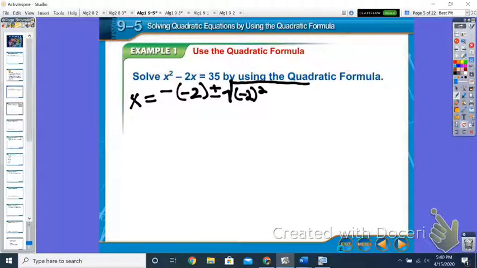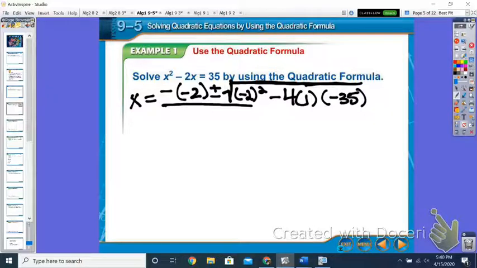B squared minus 4, A was 1, C was negative 35. That square root needs to go over all that stuff. Don't stop it after the negative 2 squared or anything. It has to go over that whole thing, all of that over 2a, which is 2 times 1.